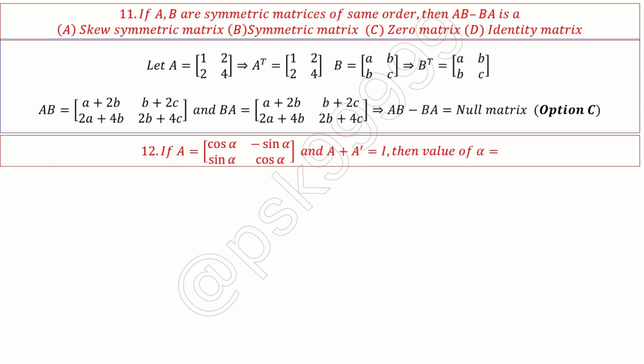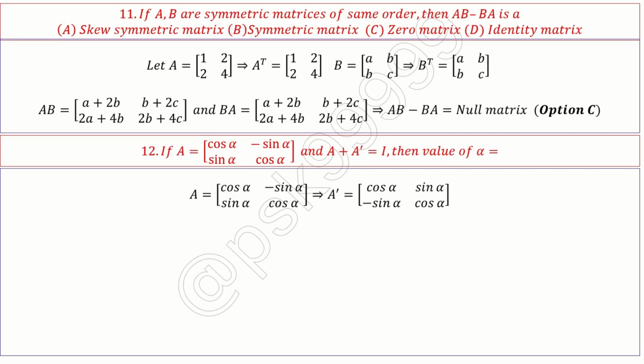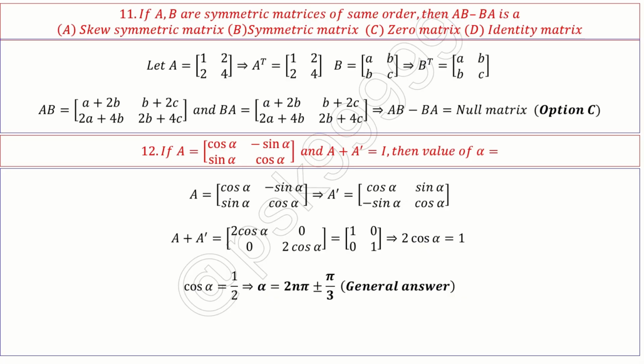Okay, now A is given, A plus A dash equal to I, then what is the value of alpha? So simple. This is my A, this is my A dash, all the trigonometric elements are there. Now my A plus A dash is nothing but 2 cos alpha, 0, 0, 2 cos alpha, which is equal to 1, 0, 0, 1, and by equating the matrices, I should equate the elements. So 2 cos alpha equal to 1 or cos alpha equal to half, right? So alpha general answer is 2nπ plus or minus π by 3. But if you take only first quadrant, answer is alpha is π by 3. One answer if you want to take, then alpha is π by 3, you can take it.